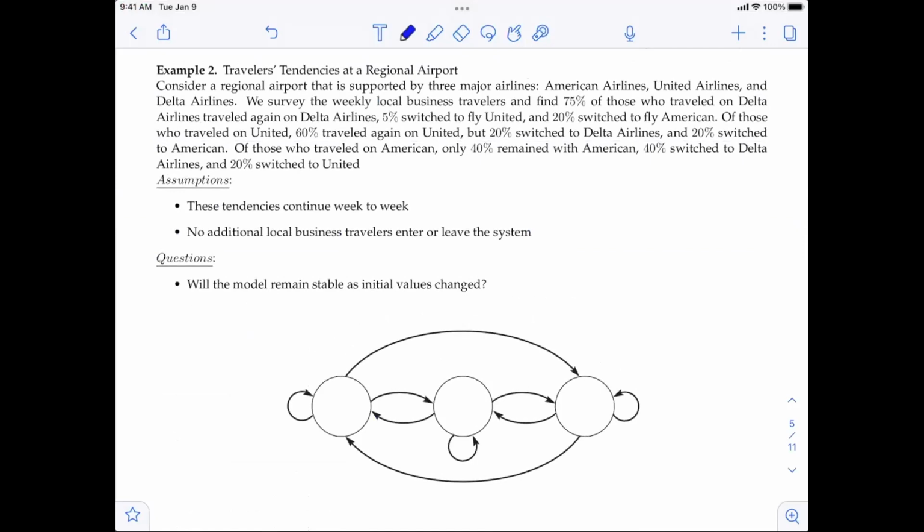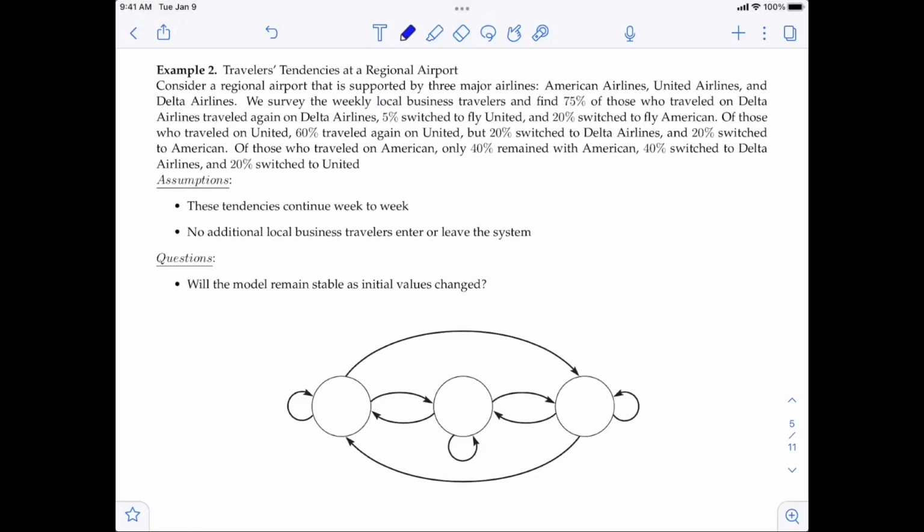Right, so consider a regional airport that is supported by 3 major airlines: American Airlines, United Airlines, and Delta Airlines. We surveyed weekly local business travelers and find that 75% of those who travel on Delta travel again on Delta. Right? And 5% switch to United, and 20% switch to fly American Airlines. Of those who travel on United, 70% travel again on United, 20% switch to Delta Airlines, and 20% switch to American Air. And then of those who travel on American Airlines, only 40% remained with American Airlines, 40% switched to Delta Airlines, and 20% switched to United Airlines.